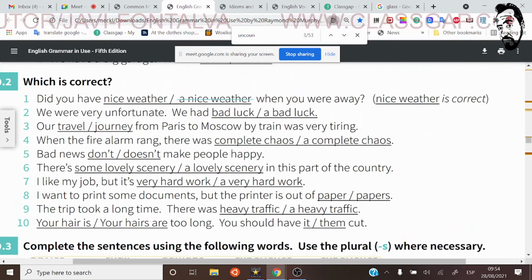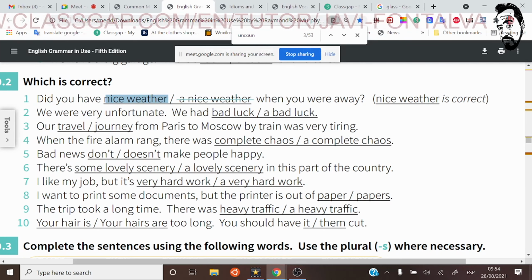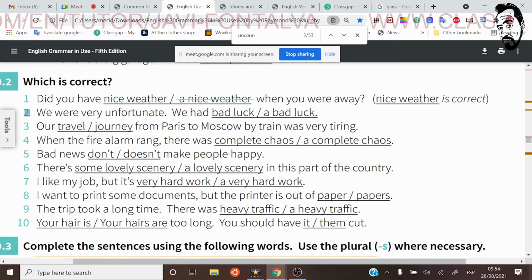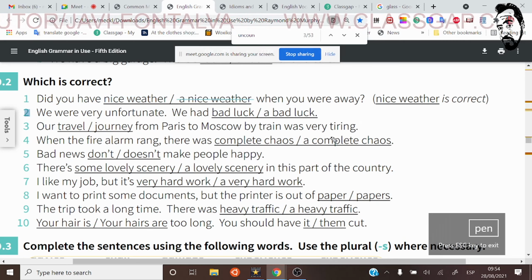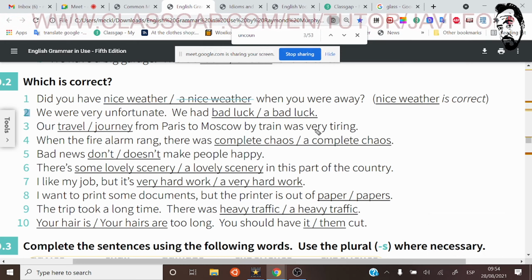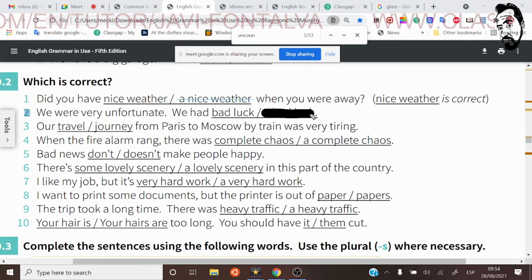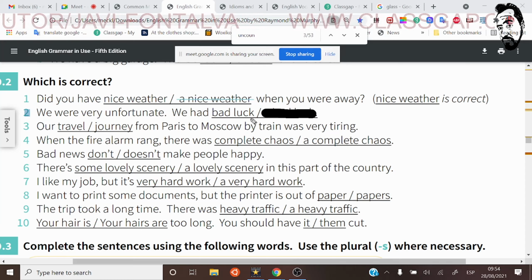Okay, let's try this one. Which is correct? Did you have nice weather when you were away? Okay, number 2. We were very unfortunate. We had bad luck. Okay, so luck, uncountable. We had bad luck.